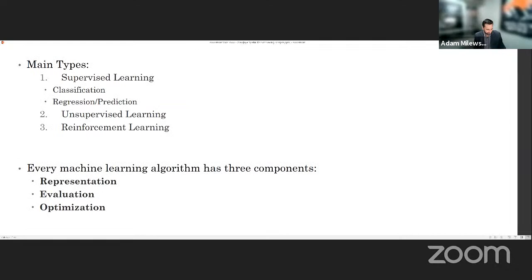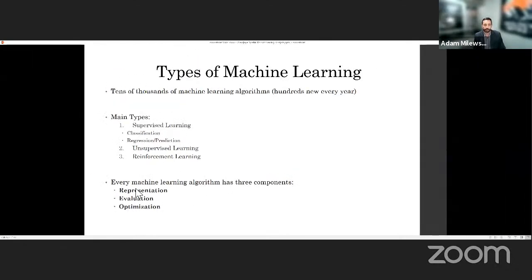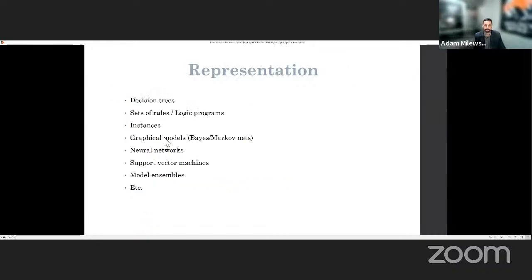Okay. And every machine learning algorithm has 3 components. You can think of it as REO. It's representation, evaluation, and optimization. Okay. Representation, evaluation, optimization. What does that look like? Representation is what is the actual machine learning algorithm? Is it a set of decision trees? What are a set of rules? Do we have instances? Is it a graphical model like Markov nets? Is it a neural network? That's the one I'm going to explain today, by the way. Is it a model ensemble? How are we representing our algorithm? How are we representing our seeds in our garden?